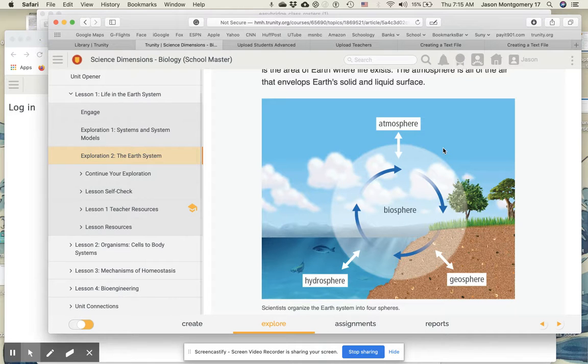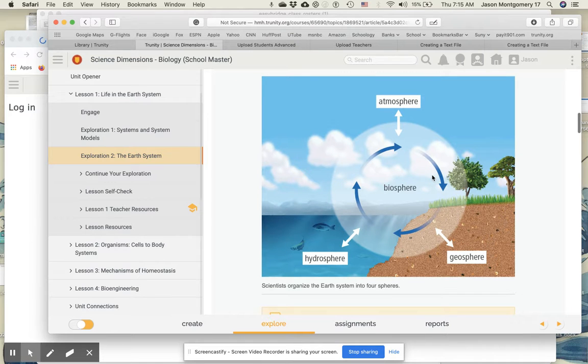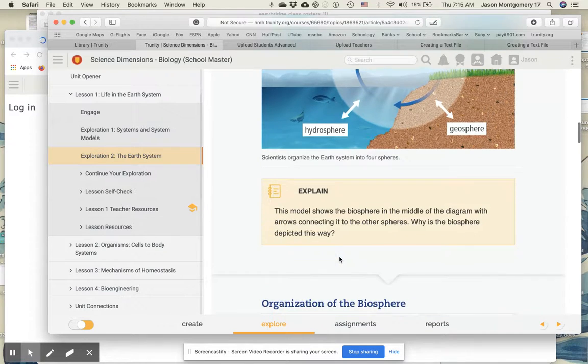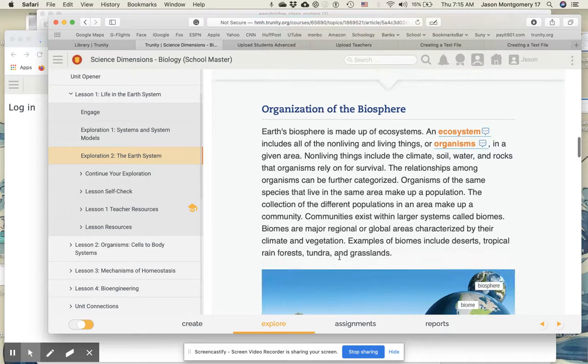Very important, excuse me. These microbes, like yeast, that are found in the air are responsible for making all kinds of food products. All right, so there are living things obviously in the water, the hydrosphere, both fresh and salt water. Okay, so we can get down here to the organization of the biosphere.